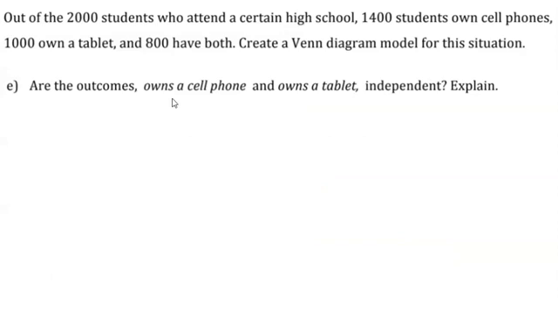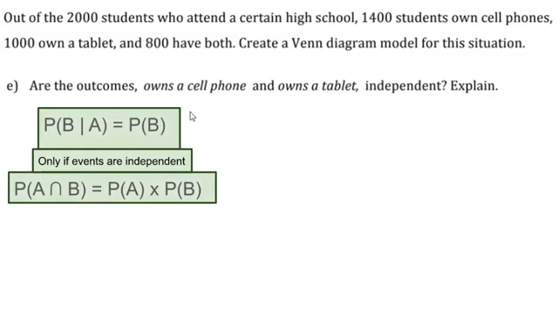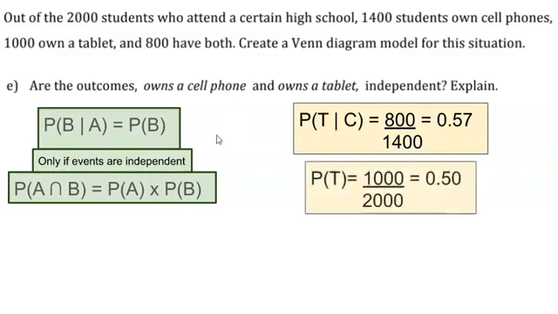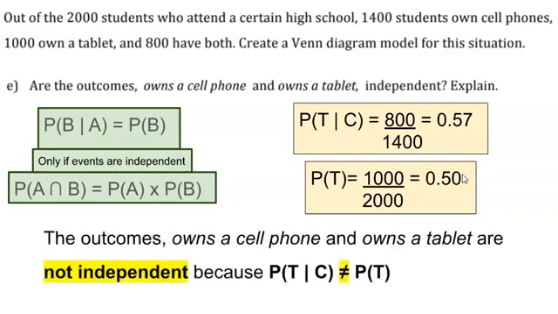In question E, are the outcomes owns a cell phone and owns a tablet independent? Well, let's look. We know that our ways for checking for independence are one of these two different formulas. Let's start with this first one. The probability of B given A, well, we just found the probability of owning a tablet given that you own a cell phone. We can then quickly calculate the probability of owning a tablet because there are 1,000 students out of the 2,000 students in the school that own a tablet, which is 0.50.